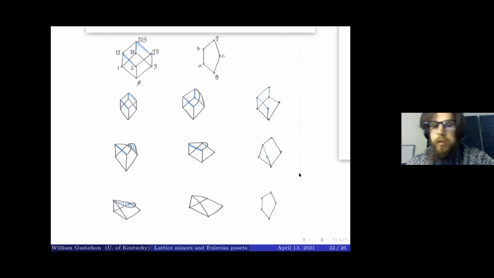Okay, so last thing I want to do is talk about some CD index inequalities you get from this construction here. So yeah, first I'll review what the CD index is.